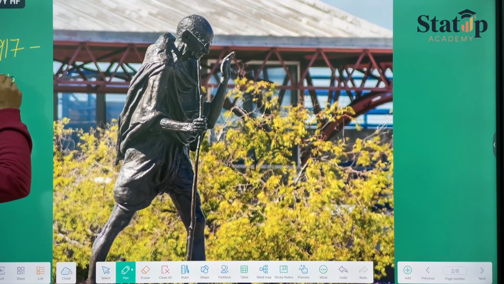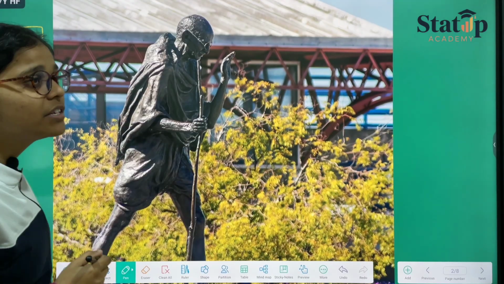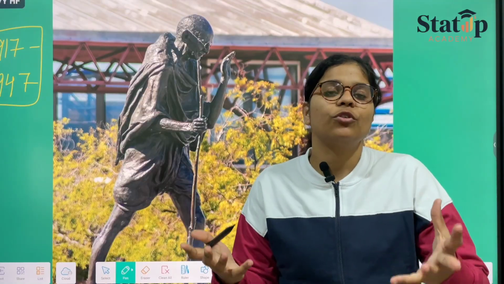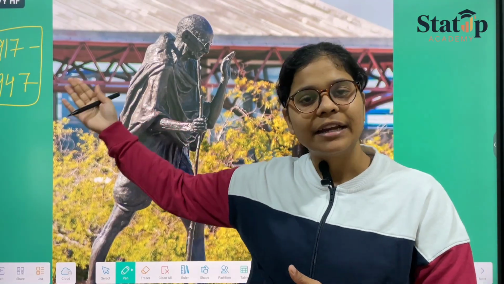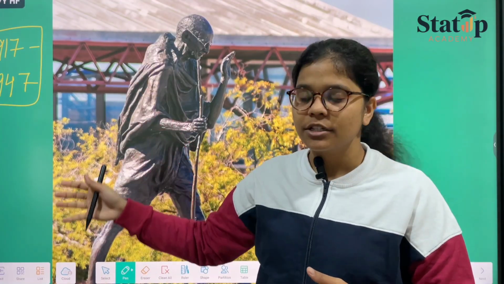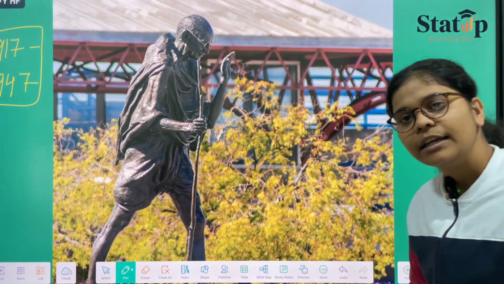1917 to 1947. 47 is the period where most of the independence was attained. So it actually began in 1917, and how things proceeded, what all happened between these years that made us achieve independence, we'll study in this lecture.